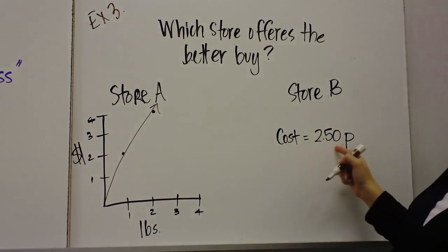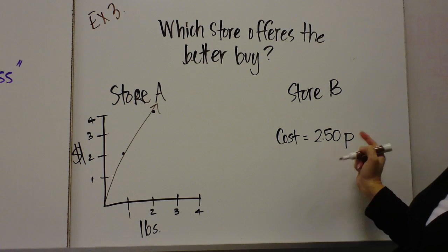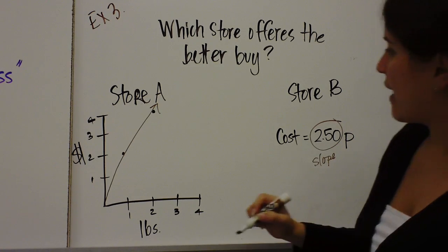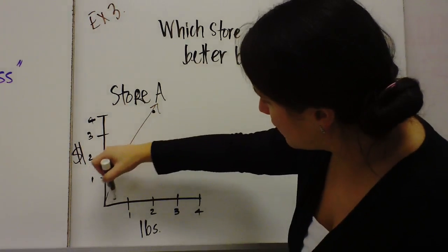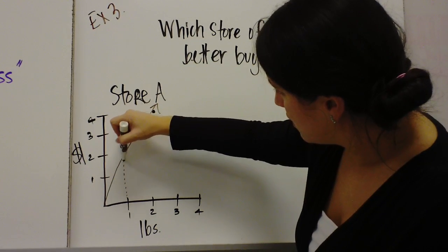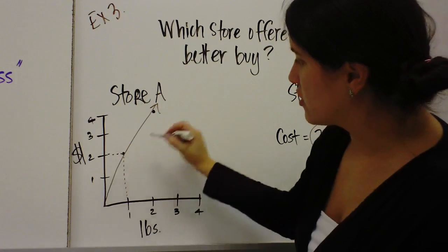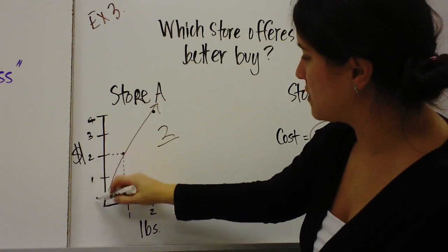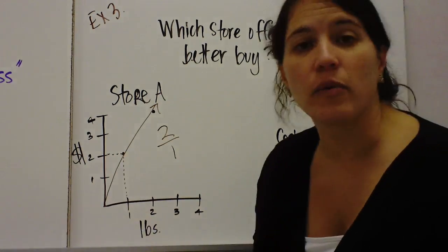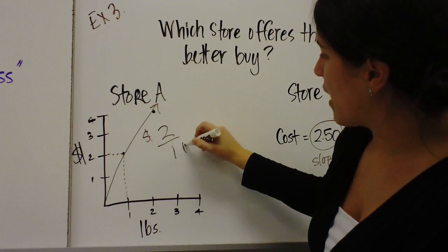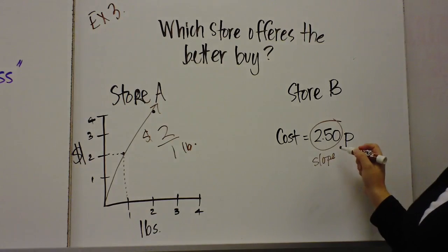And then over here at store B, it's $2.50 per pound. $2.50, so that's my slope. And over here, I have to go up. So I go up 2 over 1. So my slope is 2 up, 2 over 1, because remember, we rise and then we run. So this is $2 per pound, and this is $2.50 per pound.